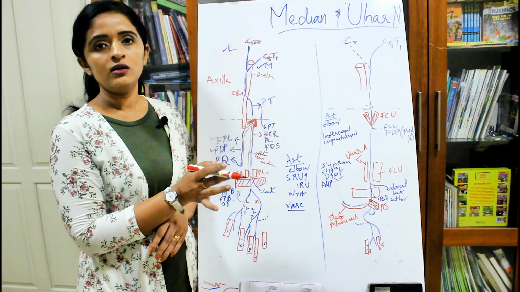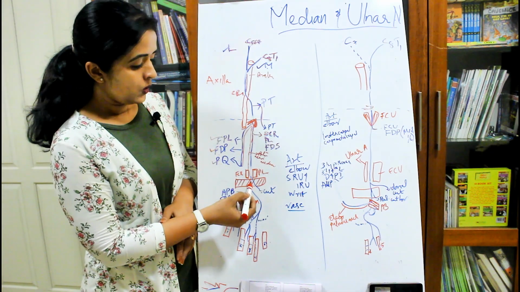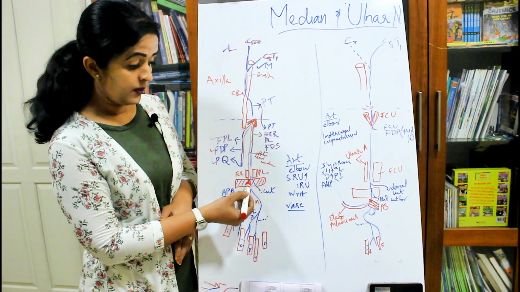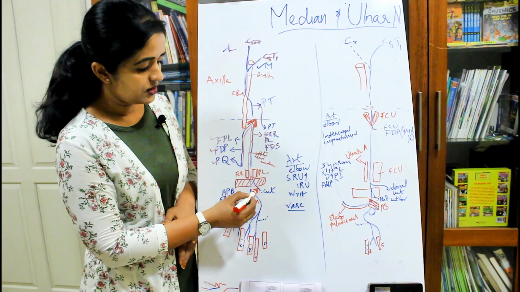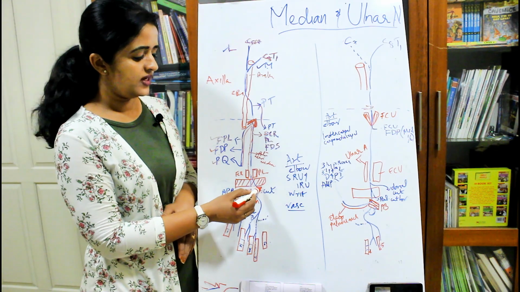be it theory or MCQs. Now what happens is, before passing beneath the flexor retinaculum, we can see a cutaneous branch emerging. So where is it supplying?